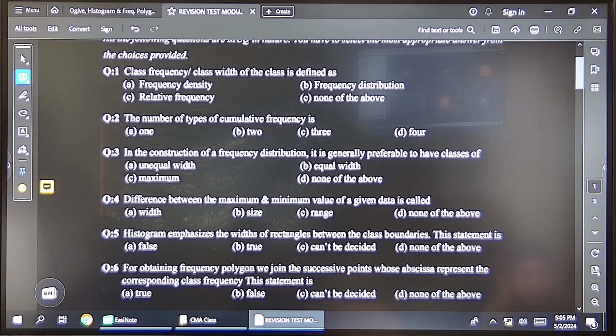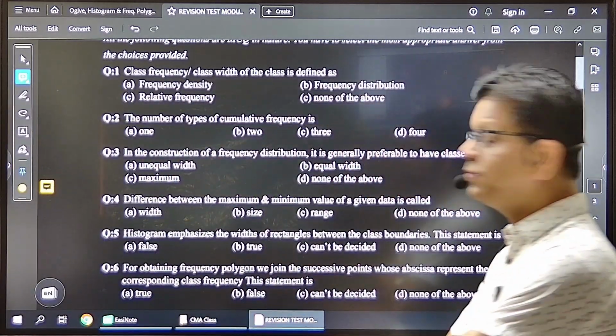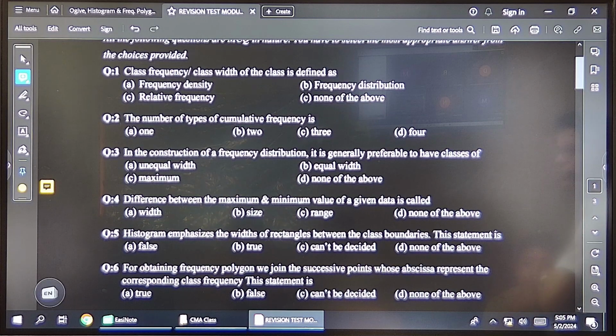The first question: class frequency by class width. This is the very first class I explained, which term it is called. When the class is going on, you don't discuss, just write your option. There is no negative marking in your exam also. So it's an MCQ, whichever you like, you give. Class frequency by class width is defined as which of the following terms?